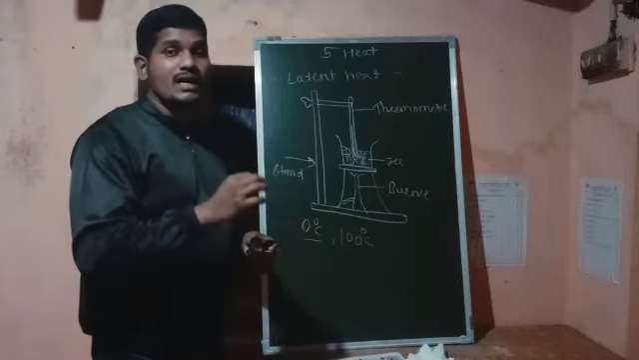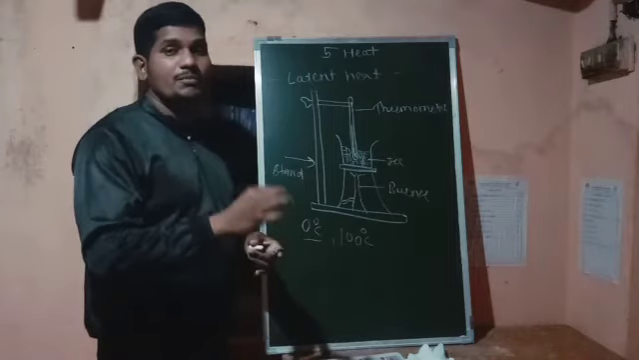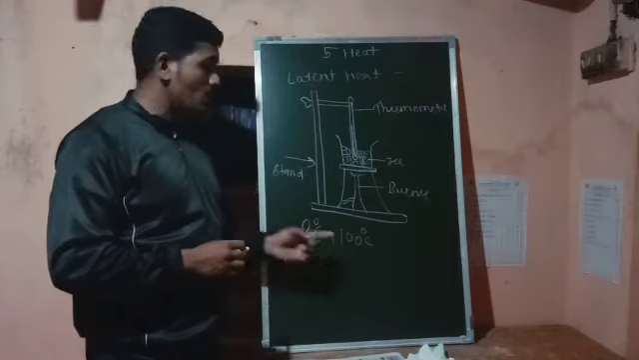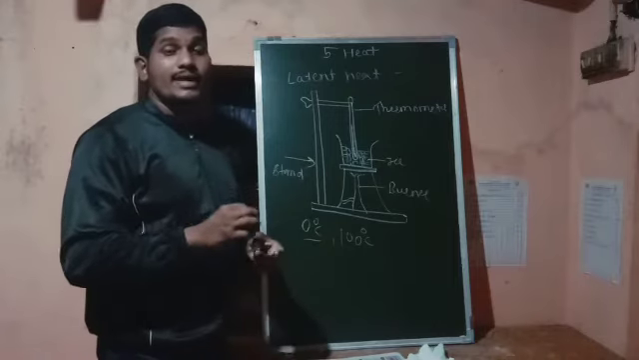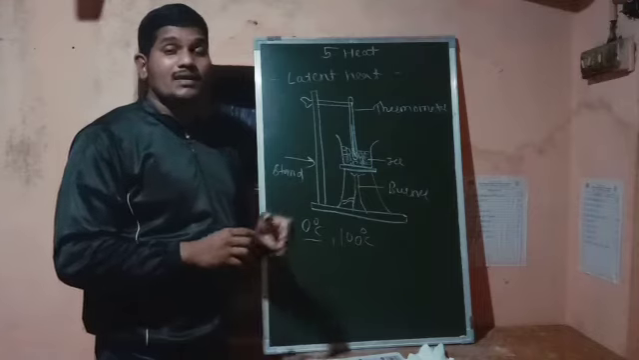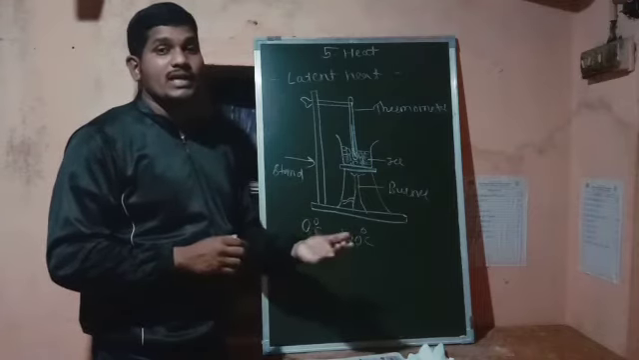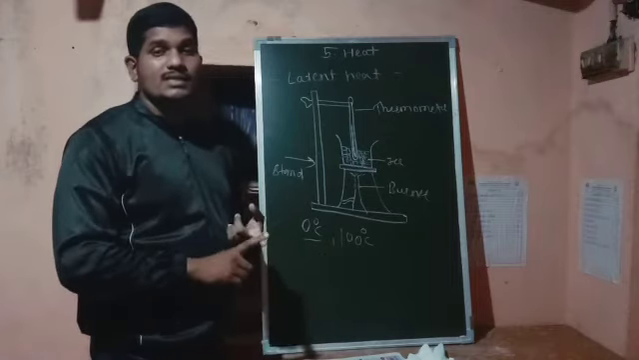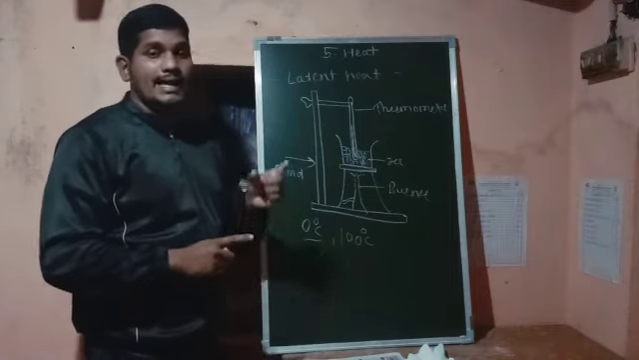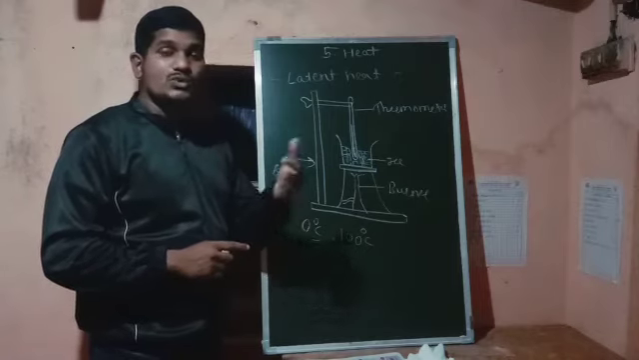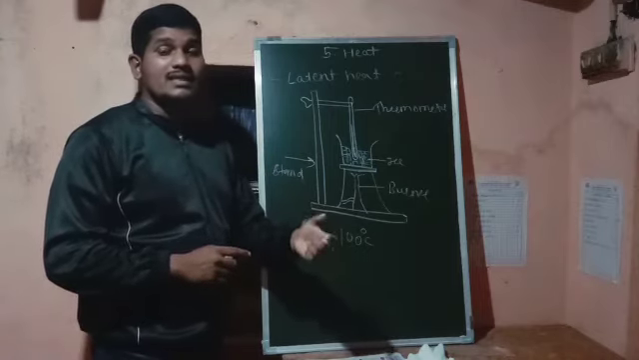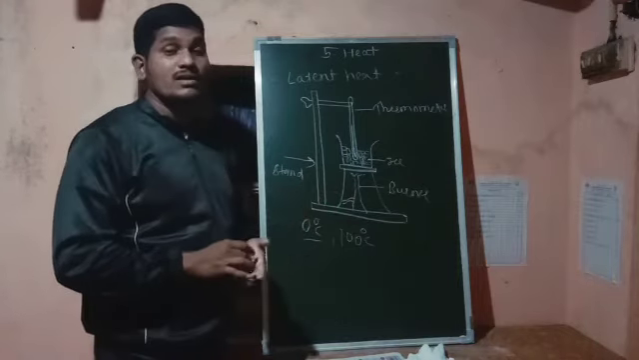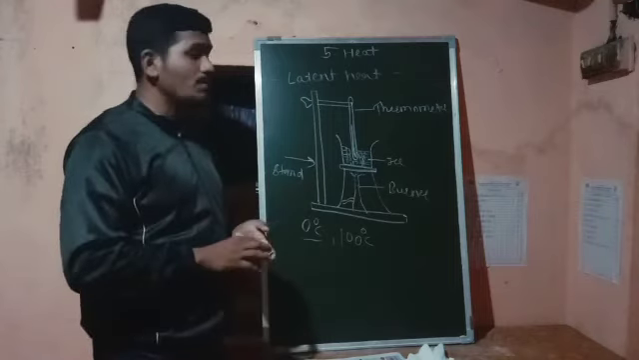So again we start heating. After 1 degree, 2 degree, 50, 60, 70, the state of the water will remain the same. And after 100 degree Celsius, that water will again convert into steam or vapor. So phase changes happen at 0 degree Celsius and at 100 degree Celsius. At 0 degree Celsius, ice to liquid state, and at 100 degree Celsius, liquid to vapor state. This is what we have to learn in the phenomenon of latent heat.